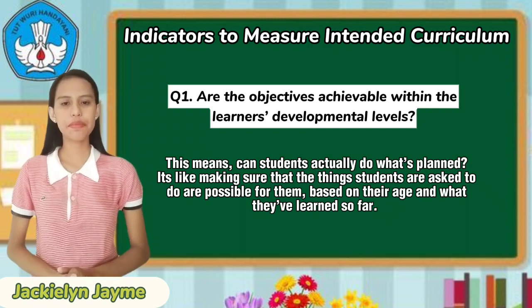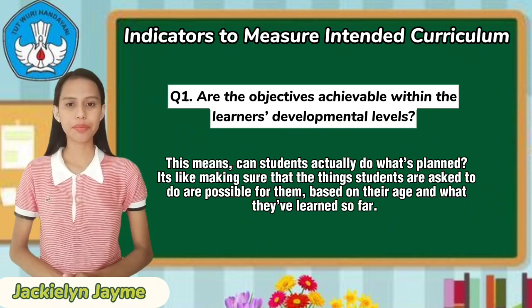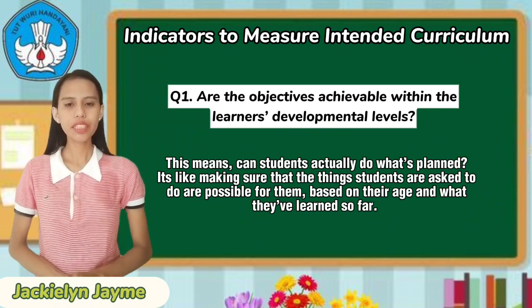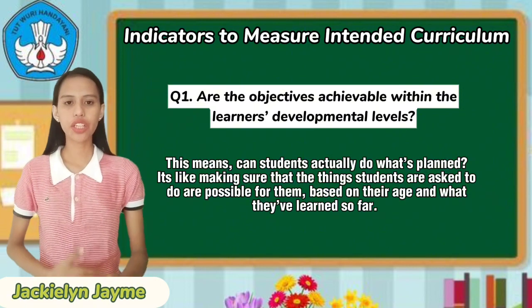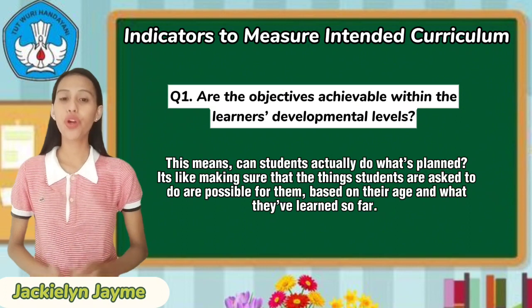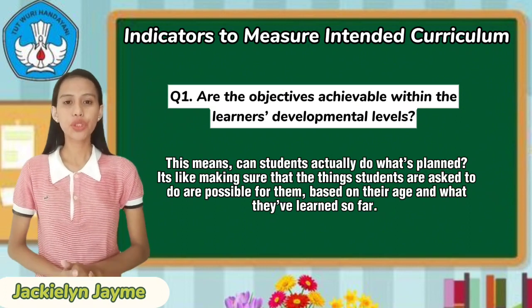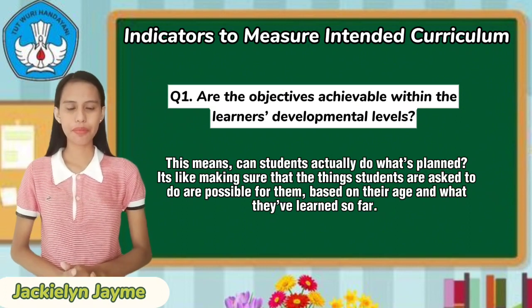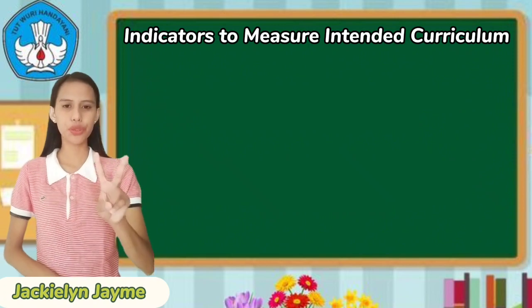We don't want to give them tasks that are too hard for their level. For example, if kindergartners are learning to read, it might be too hard for them to read complicated books. So, the objectives should match the students' abilities. Now, let's move to question number 2.